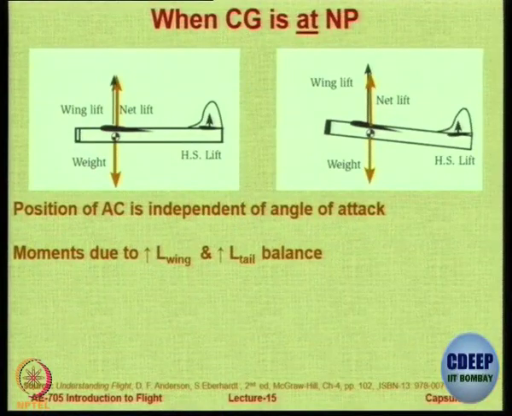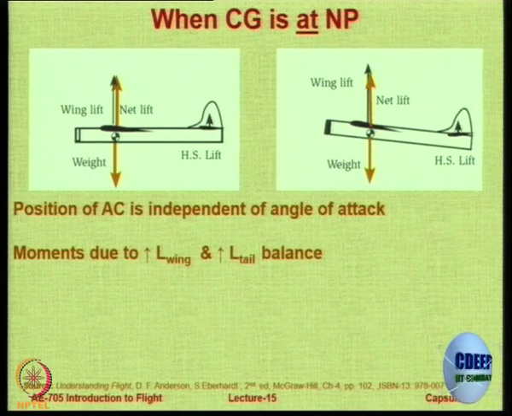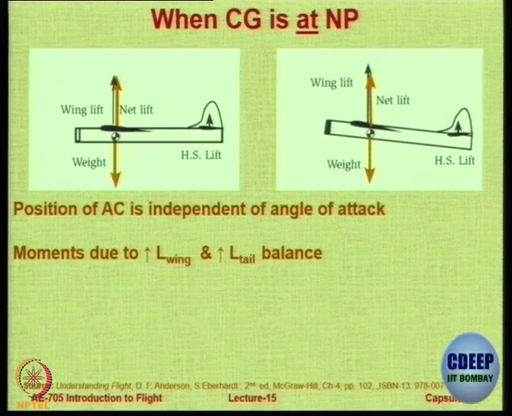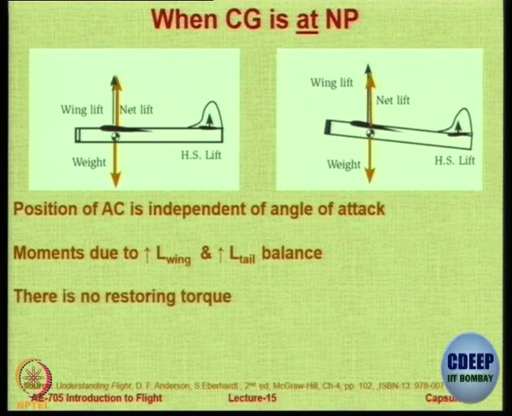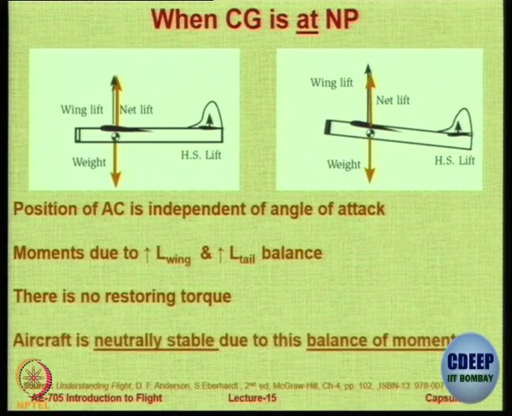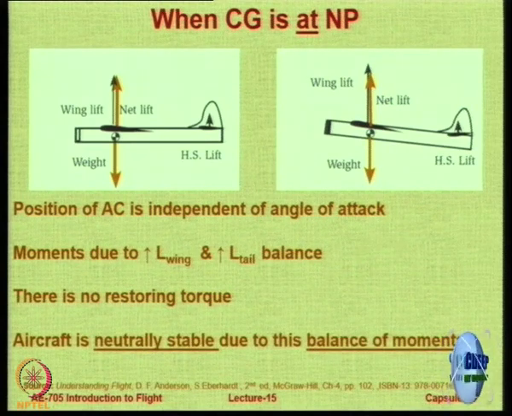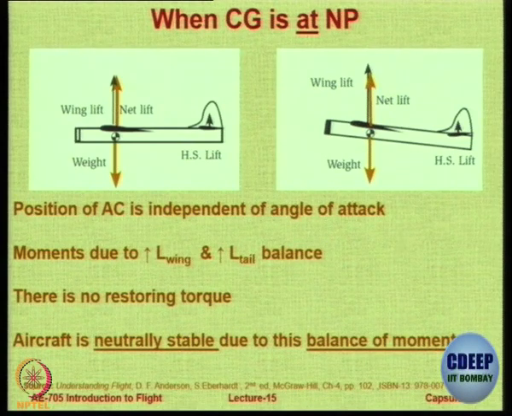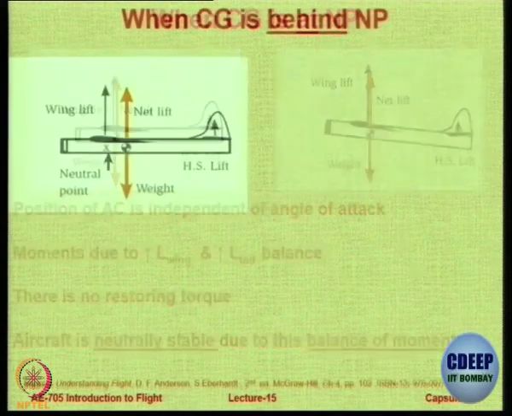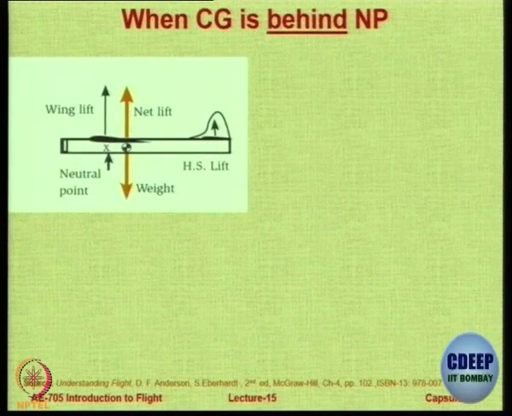So, as the angle of attack increases, lift on the wing will go up, but the tail lift will also increase, and because the two moments are going to balance, your CG is at neutral point, therefore there will be no restoring torque. So, therefore this aircraft is neutrally stable because the moments are balanced. As alpha increases, it increases both for tail and for the wing, okay. Now let us look at the situation when the CG is behind neutral point.